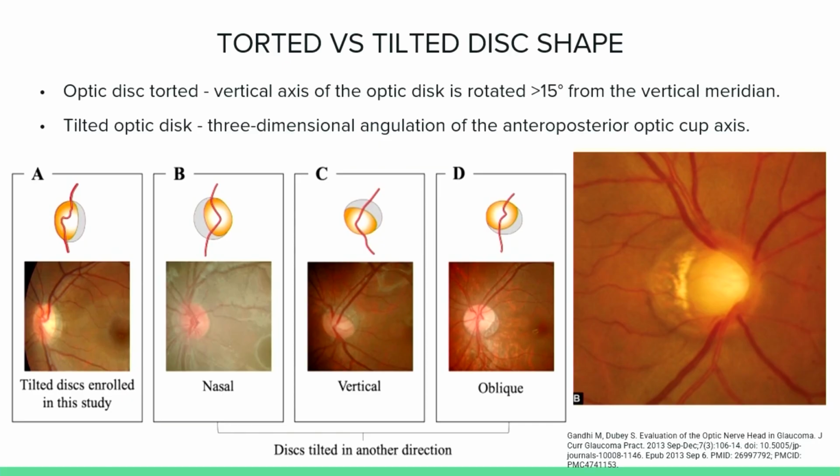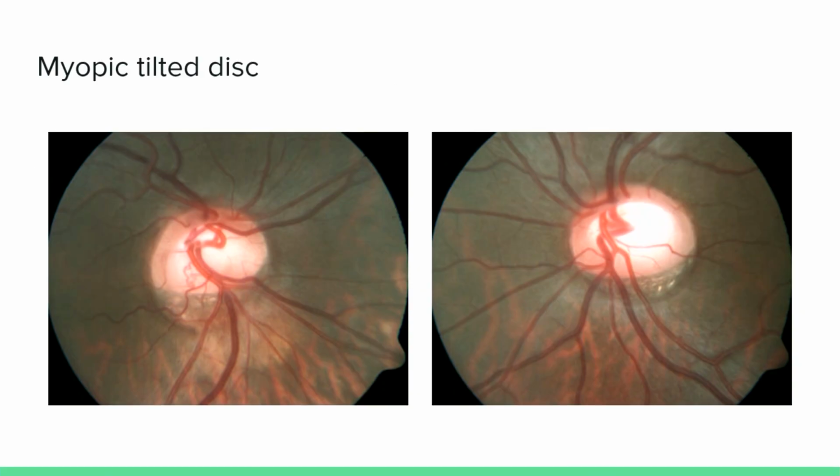The first image you can see is a normal disc without any tilt. The second image is tilted nasally. This third image is tilted vertically upwards, and the last image is tilted obliquely. Here are more examples of myopic tilted disc.